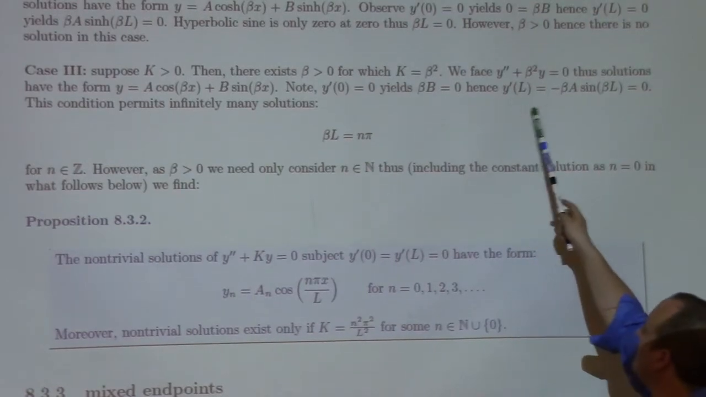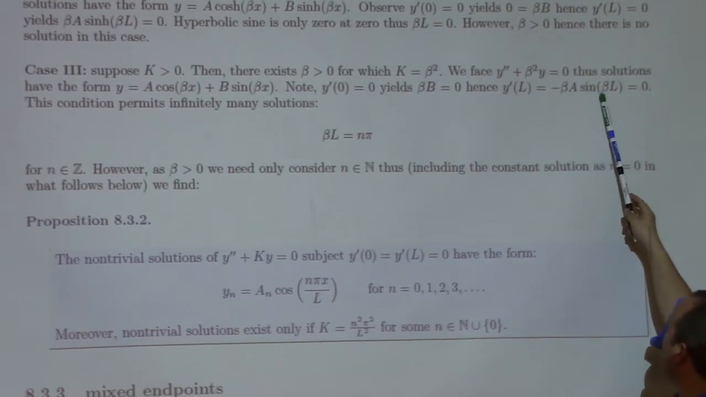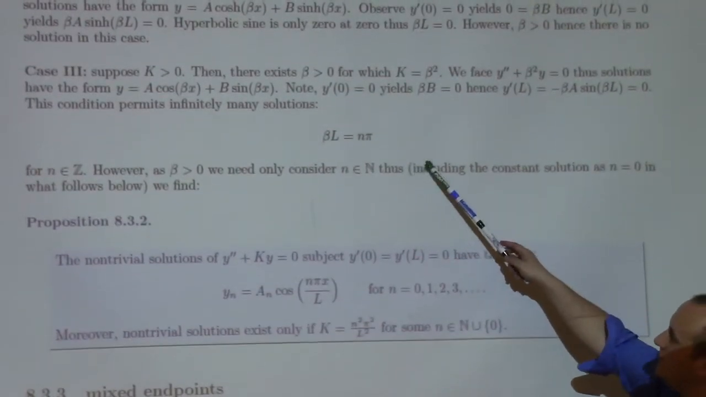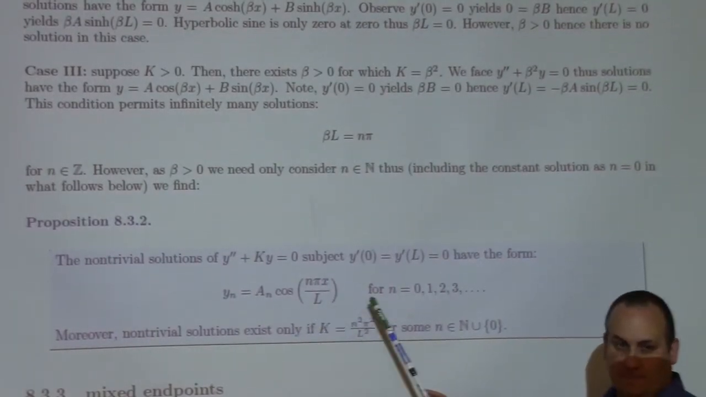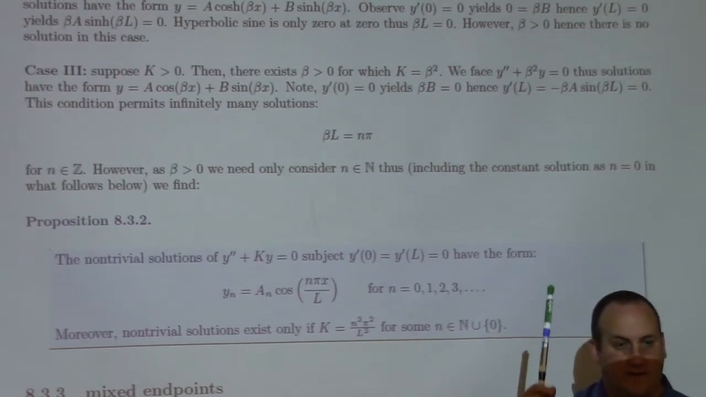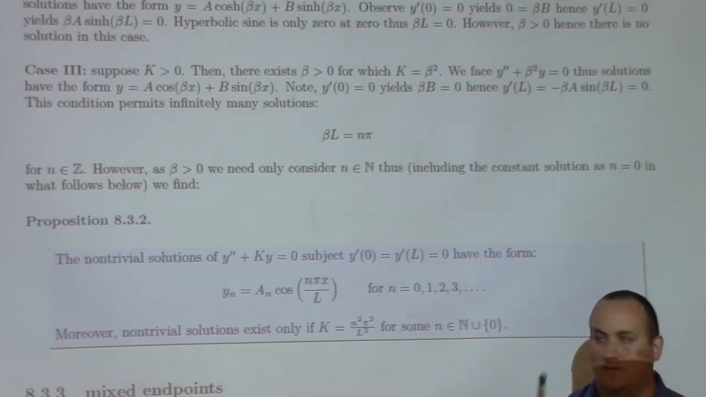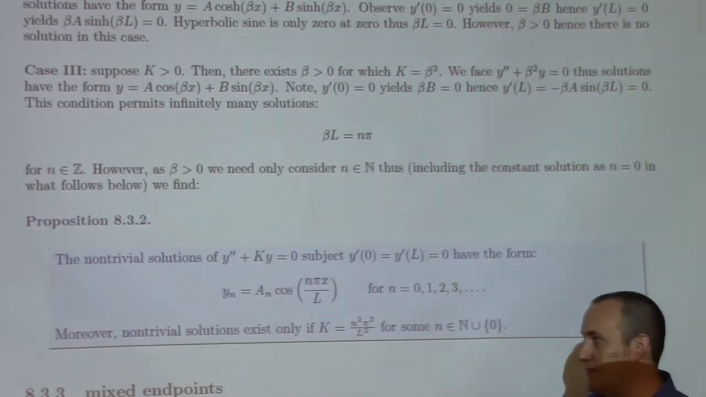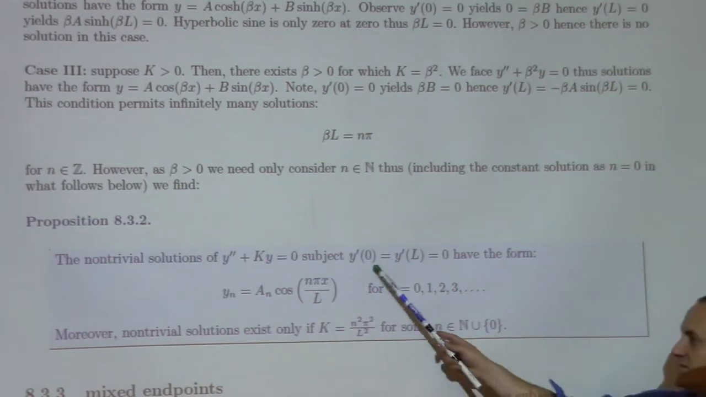Y prime of L, on the other hand, is minus beta a sine beta L. And again, same song and dance, this can be n pi. So we get beta L is equal to n pi. But this time we get cosines, because we're assuming the derivatives are 0 at the end. So the derivatives are sines, so we know the sines are 0 at the end if we put n pi x over L and stick in 0 over L into that, we get sine of n pi when we differentiate. So this is fixing the derivatives to be 0.